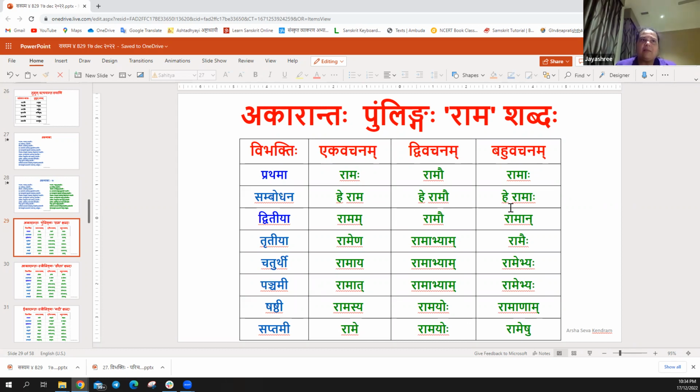So we used to go Rama Ramau Ramaha, He Rama He Ramau He Ramaha, Ramam Ramau Raman, Ramena Ramabhyam Ramaihi, Ramaya Ramabhyam Ramebhyah, Ramat Ramabhyam Ramebhyah, Ramasya Ramayoho Ramanam, Rame Ramayoho Rameshu. Fully, we used to memorize fully so that we know everything while forming the sentence. So if we do this, it's better. But if we can't do this, we have our technology anyhow. We can see and do it. But I think it's better to memorize.